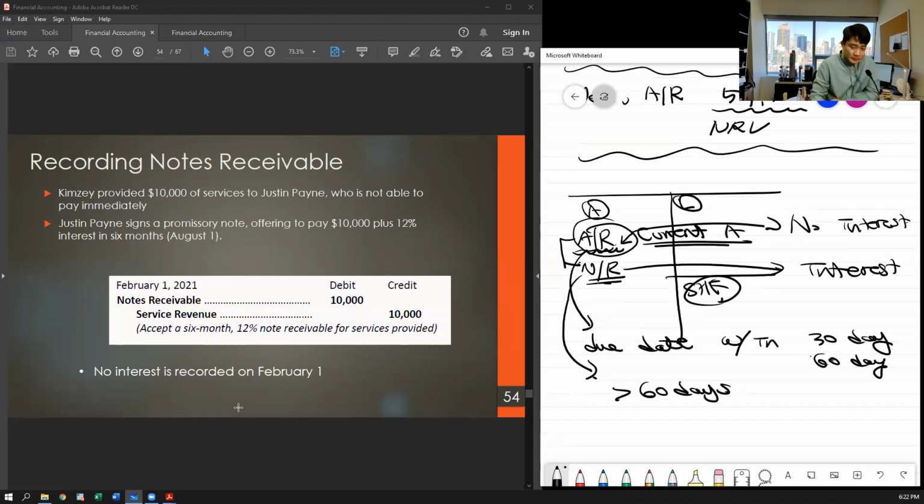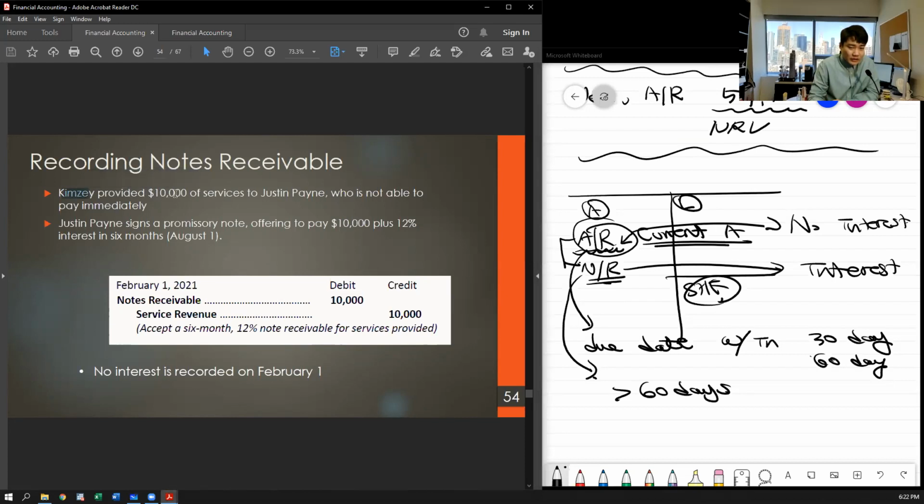Okay, and that's what's happening here. Now, looking at this transaction, the company provided $10,000 of services to this customer who is not able to pay immediately. So instead, the customer is signing a promissory note offering to pay $10,000 plus 12% interest in 6 months. And that's a lot of money, 12% interest. These days, the interest rates are basically zero. But anyways, after 6 months, this customer will pay back the original principal amount, which is $10,000, plus 12% interest for 6 months.